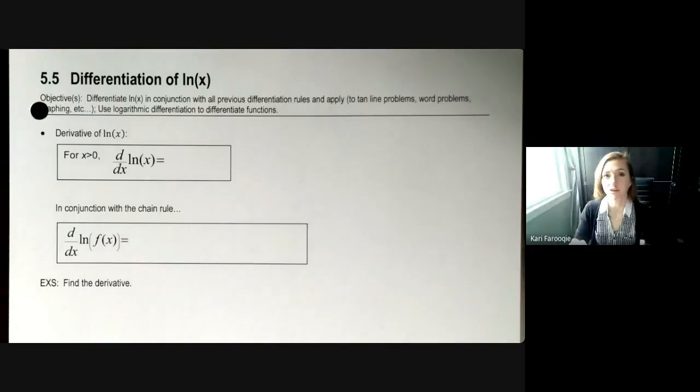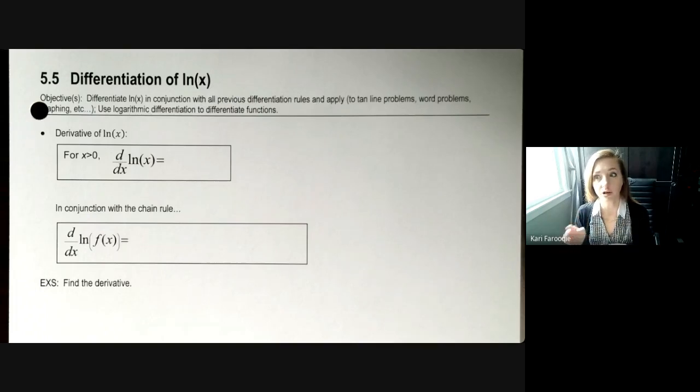5.5 is differentiation of the natural log of x. So in sections 5.1 and 5.2, you reviewed exponential and log functions. We skipped section 5.3. In 5.4, you learned how to take derivatives of exponential functions, e to the x or e to the f of x.